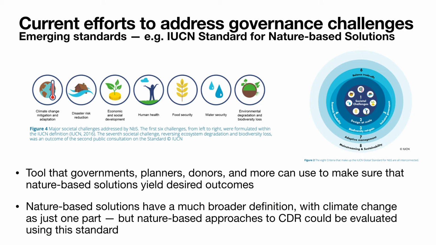I'll talk about one current effort because it has so many people involved, right? There's a lot of NGOs that are heavily involved right now. This effort is to have a standard for nature-based solutions spearheaded by the IUCN. They're thinking about these different challenges, economic and social development, human health, food security, water security, to balance all of these. Then they have 8 criteria that make up this standard for nature-based solutions, with societal challenges in the center, going out to mainstreaming and sustainability. Basically, this is one tool that governments, planners, donors, and others can use to make sure that nature-based solutions yield desired outcomes. I should mention that their nature-based solutions have a broader definition, with climate change as just one part. But I suggest that nature-based approaches to carbon removal could be evaluated using this standard or one very similar, and I encourage you to check it out.